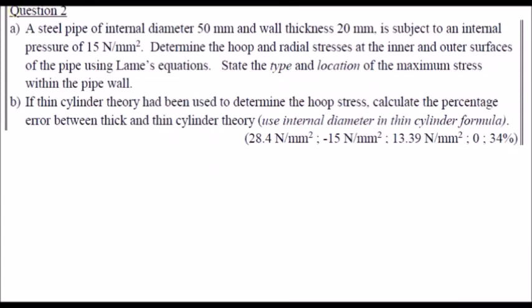So question 2, there are 2 parts to this question. Part A: a steel pipe of internal diameter 50 millimeters and wall thickness 20 millimeters is subjected to an internal pressure of 15 newtons per millimeter squared. We're asked to determine the hoop and radial stresses at the inner and outer surfaces of the pipe using Lamé's equations. We have to state the type and the location of the maximum stress within the pipe wall.